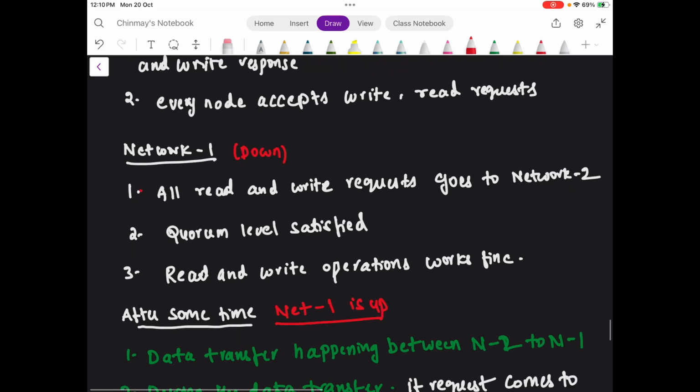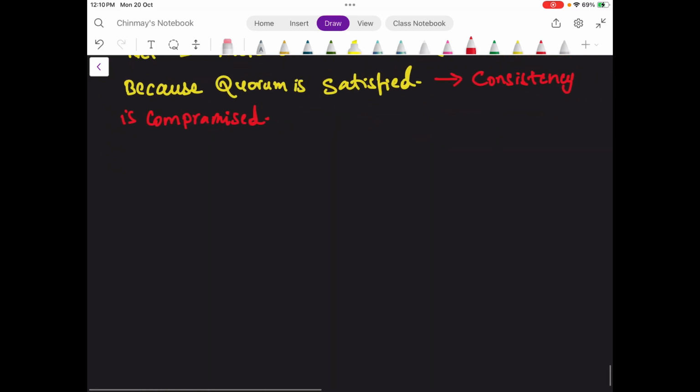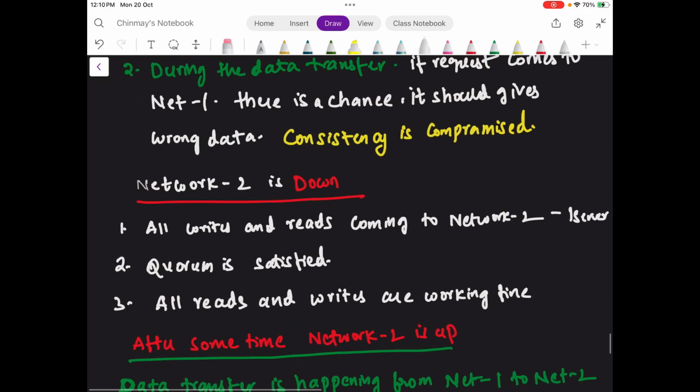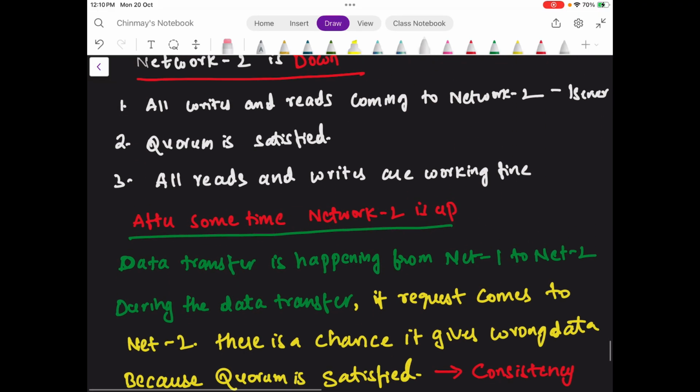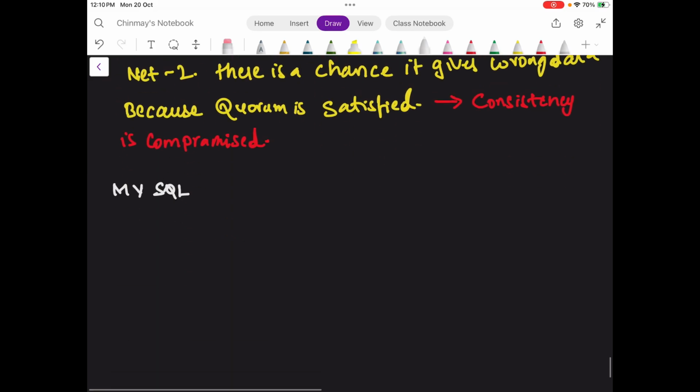Okay, there is one more use case. We saw that Cassandra and MySQL cluster mode use peer-to-peer communication. That means every node accepts writes and reads. Now we will check MySQL with Master-Slave mode.